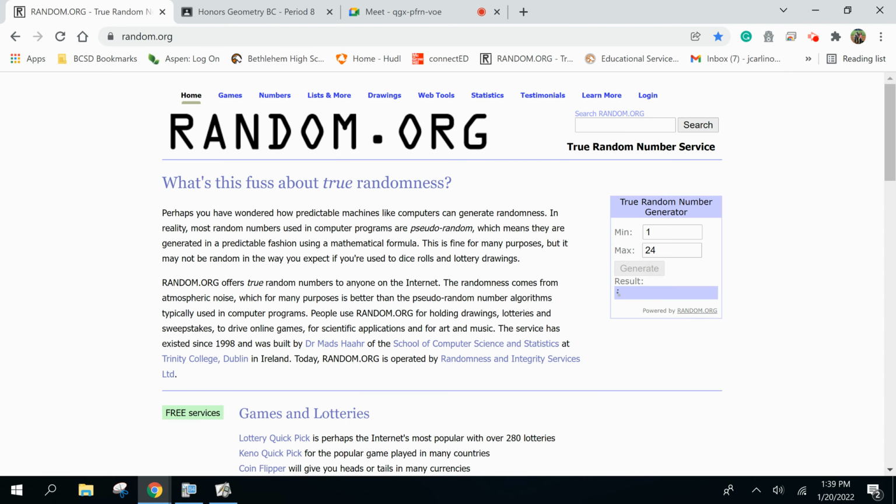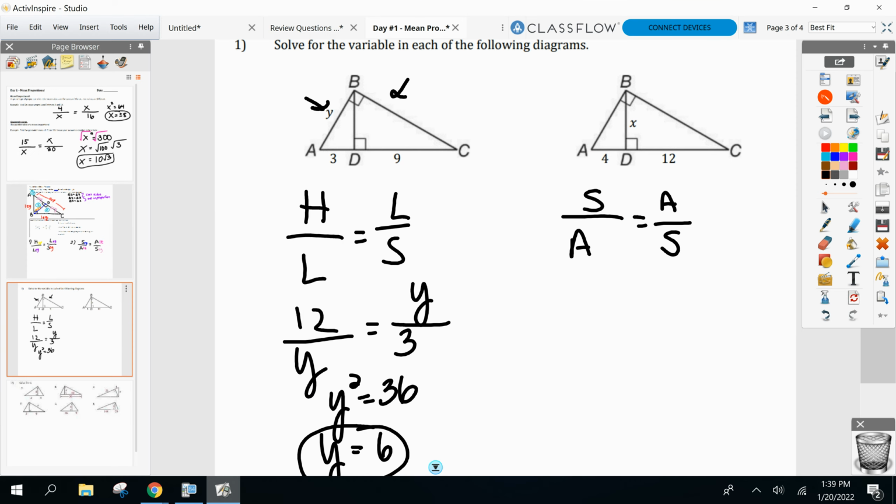Couple more people. 4. Hi, Griff. What's the S stand for in SAS, Griff? Segment. Okay, you got your choice. Give me one. 12. Sure, we'll start with 12.